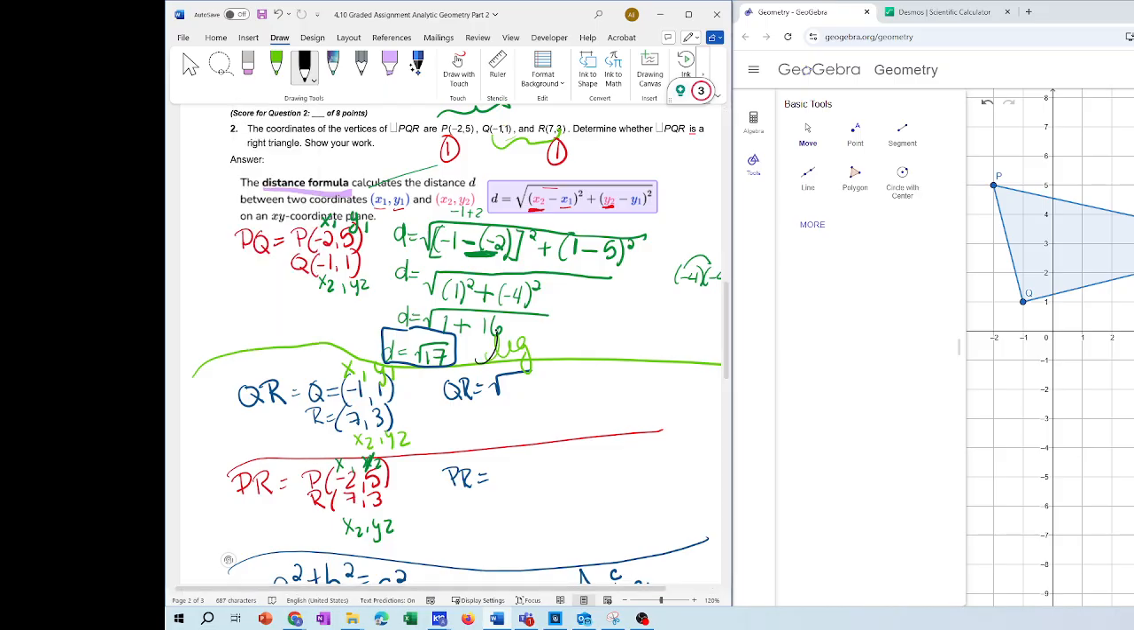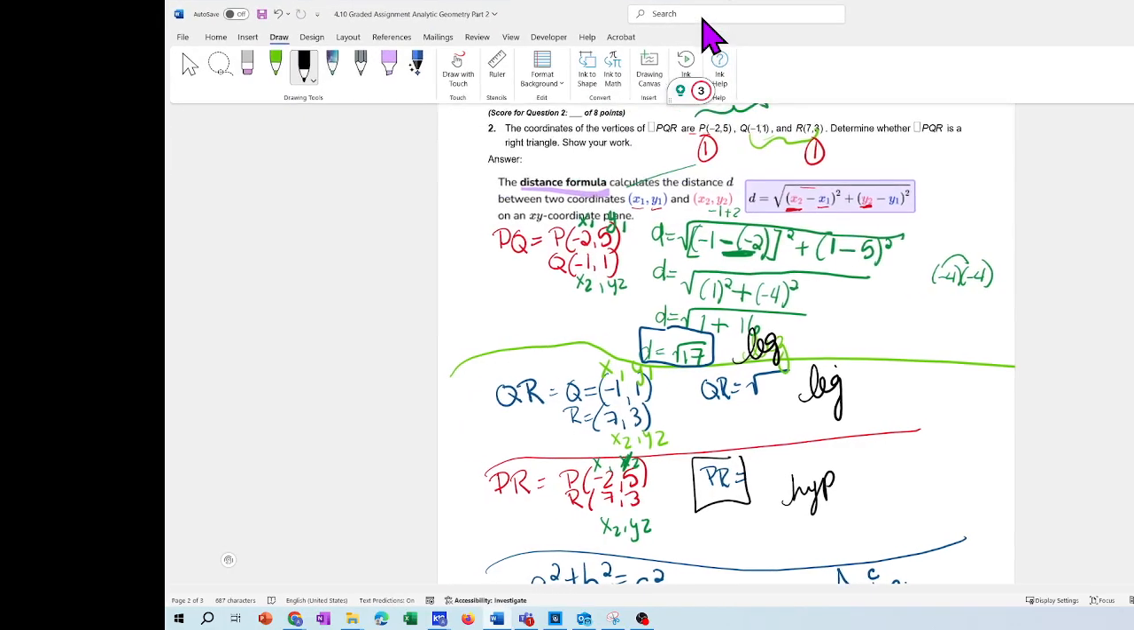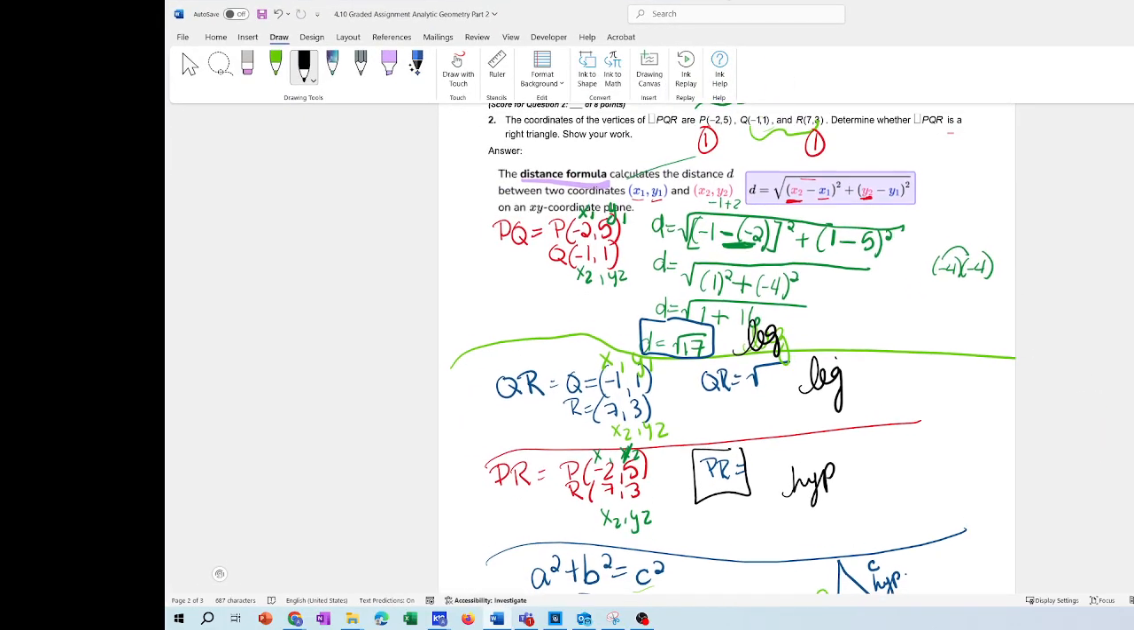So this one is a leg. Then QR is also a leg, the answer that you get here. And PR is going to be your hypotenuse. Okay. So once you get your three answers, make sure you order them correctly.